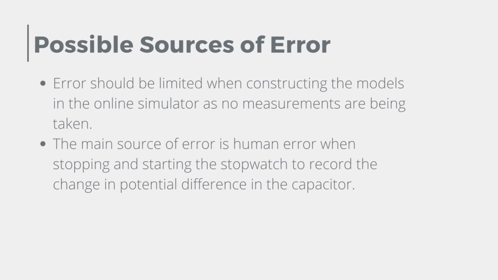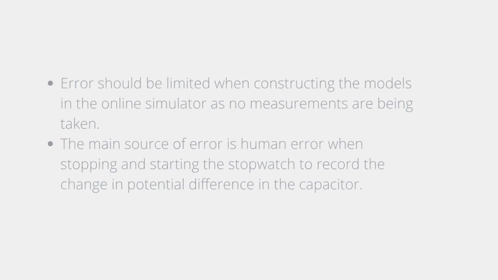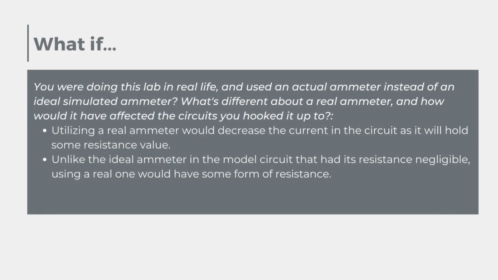Now there are some possible sources of error that may have occurred during the course of this experiment. Error should be limited when constructing the models in an online simulator as no measurements are being taken. The main source of error is human error when stopping and starting the stopwatch to record the change in potential difference in the capacitor.